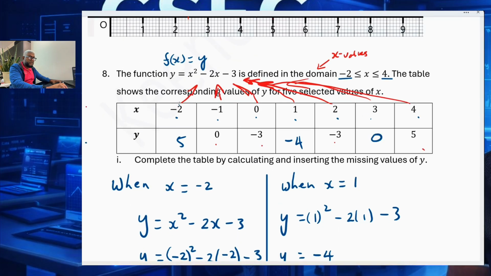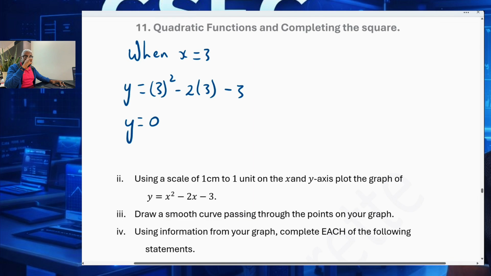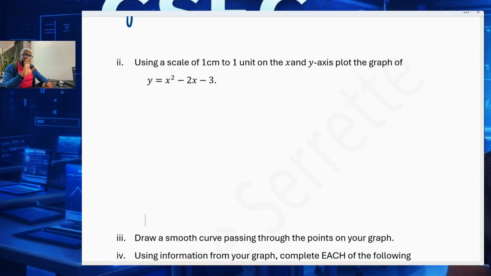Right? So the next part is using a scale of 1 centimeter to 1 unit on the x-axis and y-axis. Plot the graph for this quadratic function. Y is equal to x squared minus 2x minus 3. Everybody good there? So we're going to plot the points for the quadratic curve and then draw the graph. Somebody give me the coordinates. What's the first coordinate? Proper. Next. 0, -3.